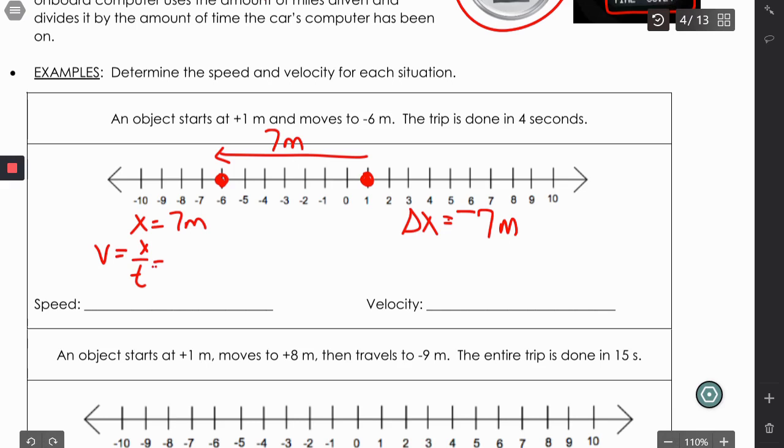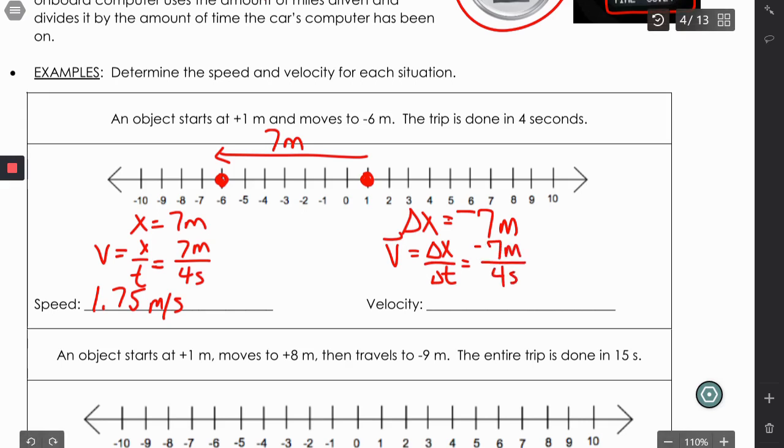So really all we're going to do is take that 7 meters and divide it by that 4 seconds, and we're going to get 1.75 meters per second. Okay. Again, notice I didn't put a direction there because speed is a scalar quantity. Now we're going to come over here and do our velocity. So it's change in x over the change in t, or change in x is displacement. So we're going to do -7 meters over that same 4 seconds.